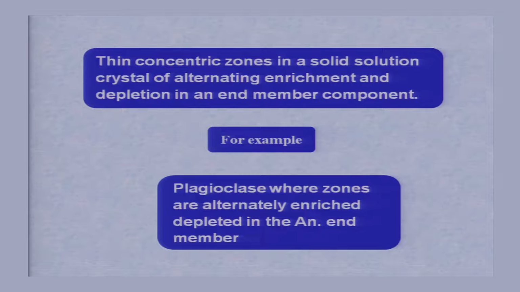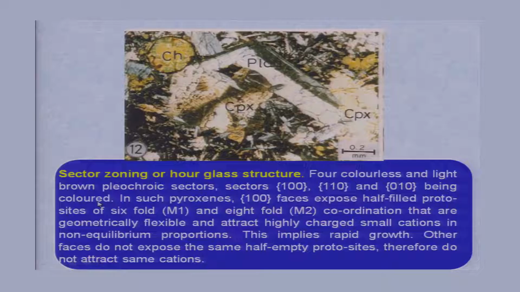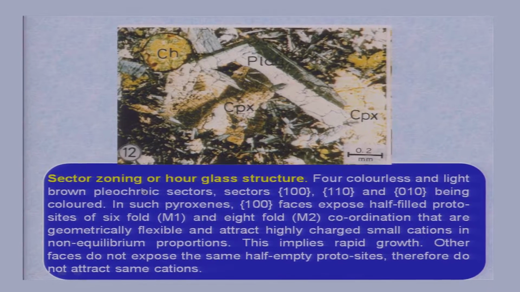As I said earlier, for end members albite and anorthite, there is enrichment of one end member and at the same time depletion of the other end member. The best example is plagioclase, where zones are alternately enriched and depleted in the anorthite end member. Anorthite is the first formed crystallized mineral. Later on, anorthite rings are alternately replaced by albite. I am showing you another slide here.